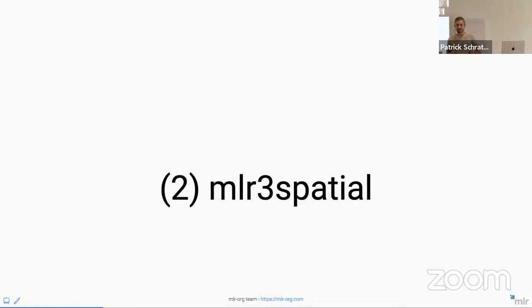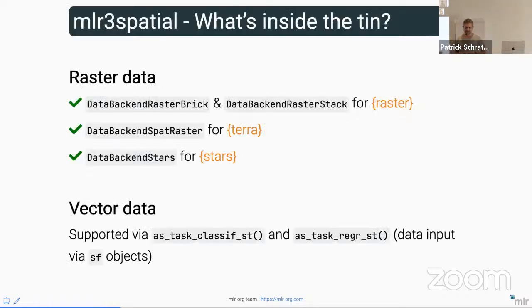So MLR3 spatial, what's inside the tin? We have data backends for raster data, for raster bricks, raster stacks from the raster package, for the SpatRaster class from terra, and also for the stars package. So this covers pretty much all the spatial backend space in R. Then for vector data, we support sf objects, which is the de facto standard in R for vector data.